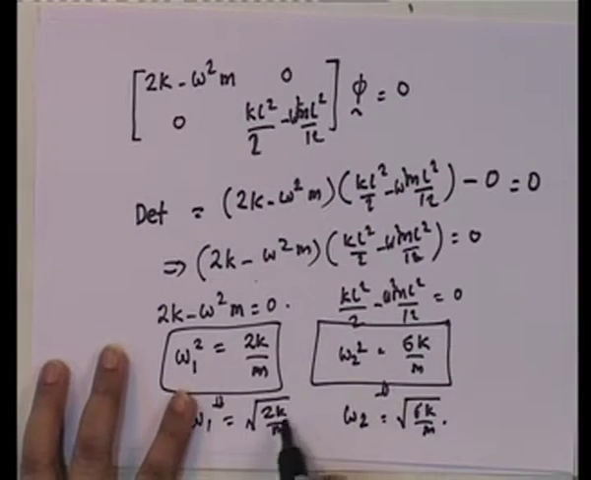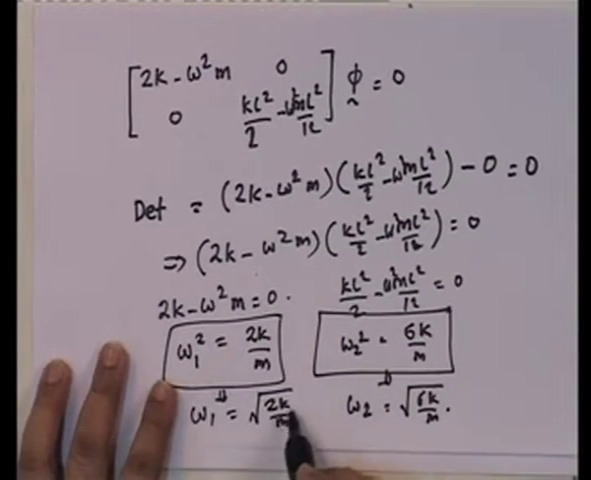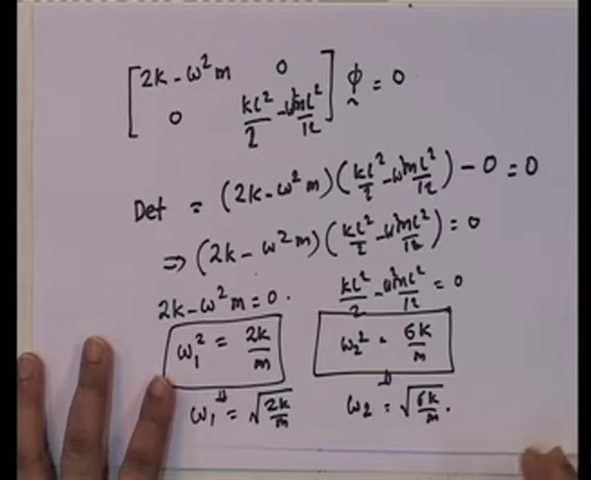Note, fundamentally, that this problem has two frequencies. It is a 2 degree of freedom system. It has two frequencies, both are positive and both are distinct from each other. One is square root of 2k upon m, and the other one is square root of 6k upon m.